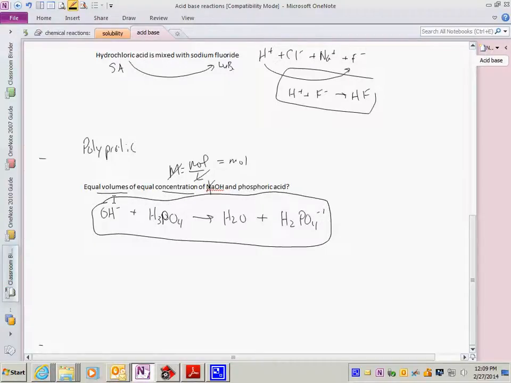There we go. We could have another situation where we have excess sodium hydroxide added to phosphoric acid. In this case, it's going to be slightly different, where we have now excess hydroxide, so it's going to be OH negative plus H3PO4 will yield H2O, and then PO4 minus 3. And 3 of these and 3 of these would balance it.